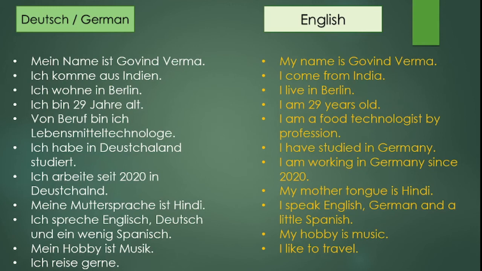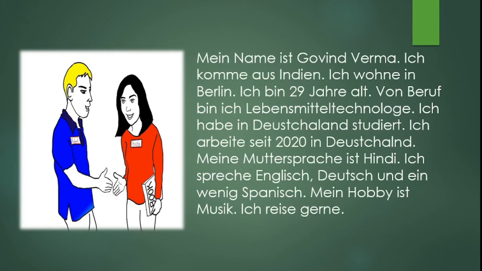For example, in my case, we see it. Mein Name ist Govin Verma. Ich komme aus Indien. Ich wohne in Berlin. Ich bin 29 Jahre alt. Von Beruf bin ich Lebensmitteltechnologe. Ich habe in Deutschland studiert. Ich arbeite seit 2020 in Deutschland. Meine Muttersprache ist Hindi. Ich spreche Englisch, Deutsch und ein wenig Spanisch. Mein Hobby ist Musik. Ich reise gerne.